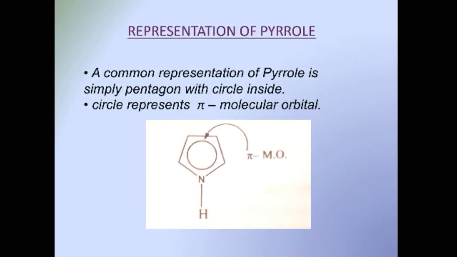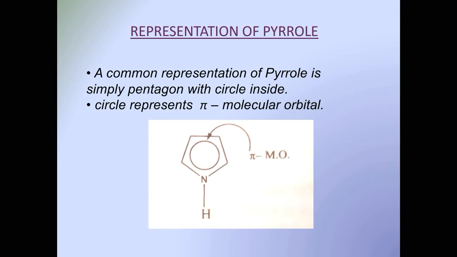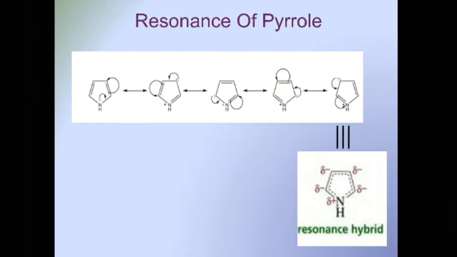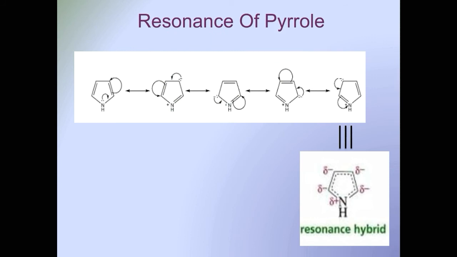And its representation is a simple pentagon ring with a circle inside, and the circle represents the pi molecular orbital. Then the resonance of pyrrole. According to the resonance theory, pyrrole is a resonance hybrid which gives 5 resonating structures.